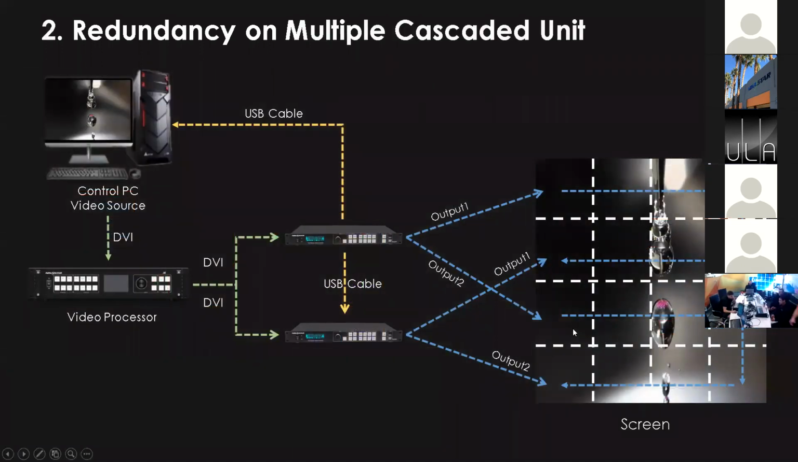And the second method is redundancy on multiple cascaded units. We can see all units are cascaded with USB, and the hardware connection is shown like this. We can see a USB cable from the PC to the first controller, and one more USB to the second controller. And for the video source, this green cable, that's the video source, from the PC to the processor, to confirm both controllers have received exactly the same video source.